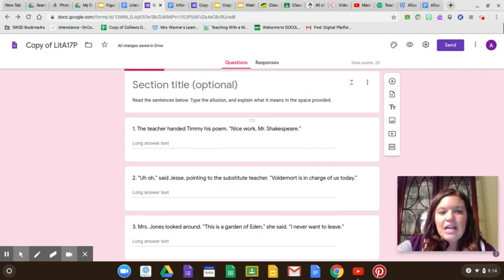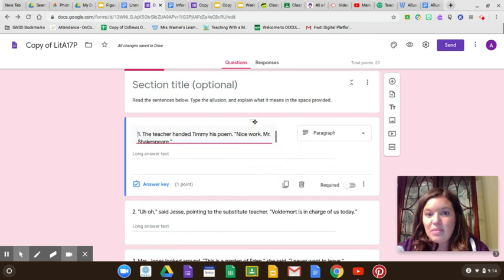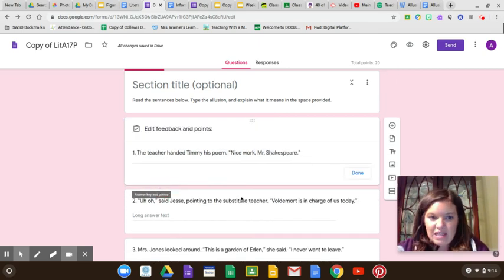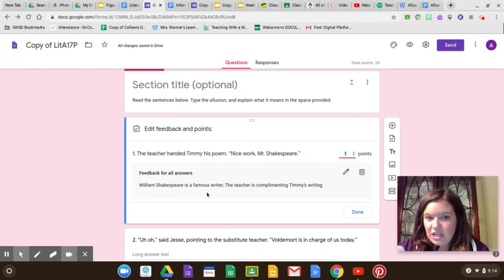I'm going to do the first one. The teacher handed Timmy his poem. Nice work, Mr. Shakespeare. So obviously the allusion is Shakespeare. And what does it mean? William Shakespeare is a famous writer, so the teacher is complimenting Timmy on his writing. So you could just write the allusion is Shakespeare, and it means that he's a good writer.